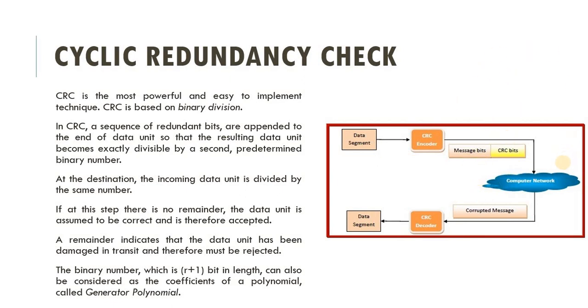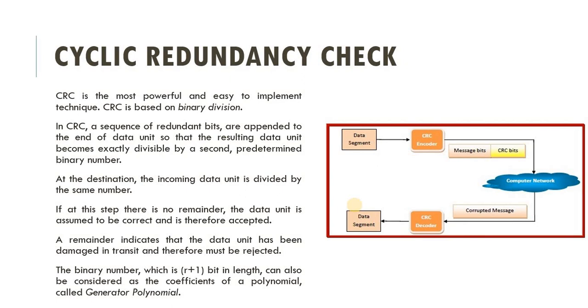And suppose the message is corrupted during transmission, so at the receiver side there is another CRC decoder. At the CRC decoder some binary division happens, and at the end if the remainder of the division is 0, then the data segment is not corrupted, and if its remainder is not 0, then we can say that it is a corrupted message. So this is how the error is calculated in the cyclic redundancy check.